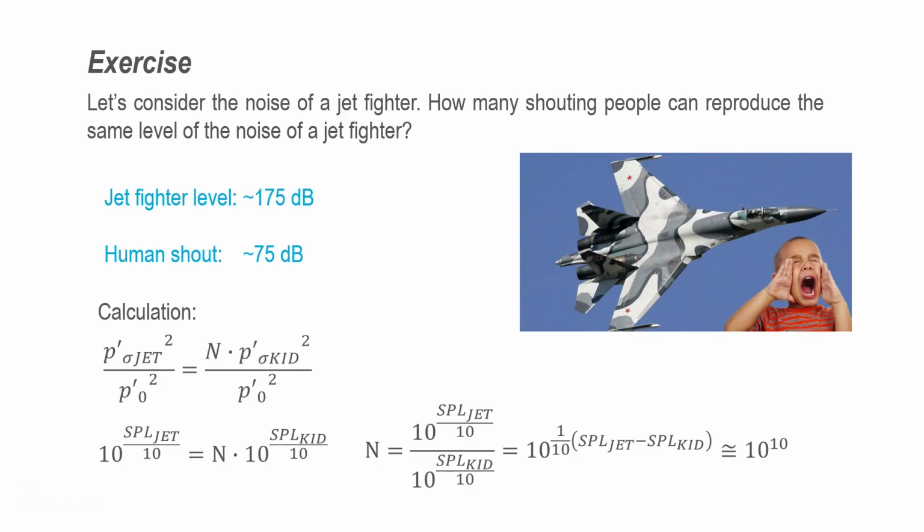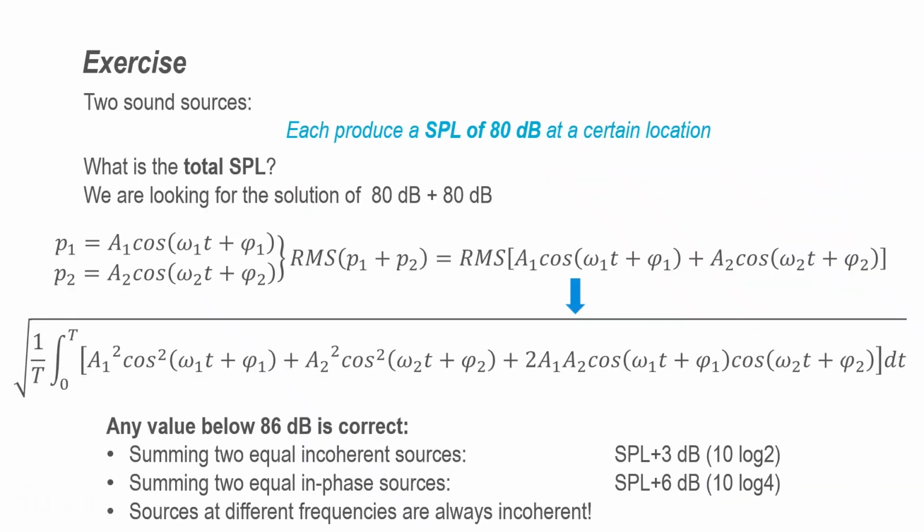Now consider two sound sources, each producing a sound pressure level of 80 dB at the same location. The total SPL of the combined system lies between 83 and 86 dB, depending on whether the sources are incoherent or perfectly in phase. For incoherent sources, the total increase is about 3 dB. For coherent sources aligned in phase, it increases by about 6 dB. You could try to be very rigorous and write the full formula for two generic waves and try to simplify it. We have done this for you.